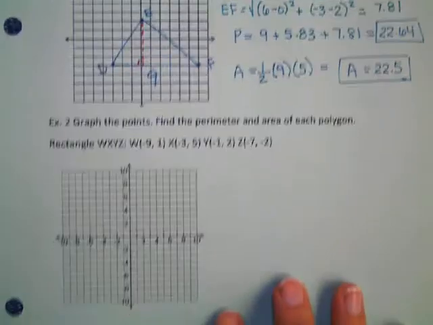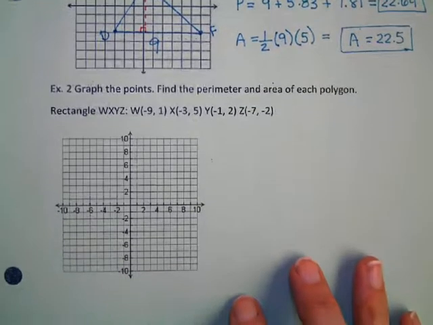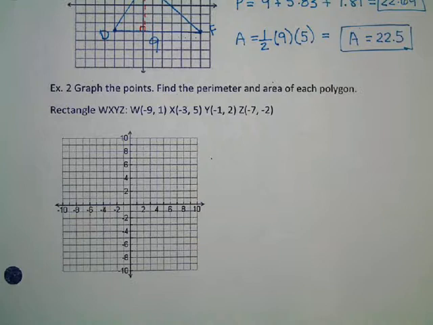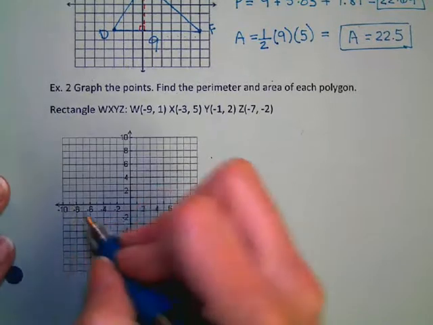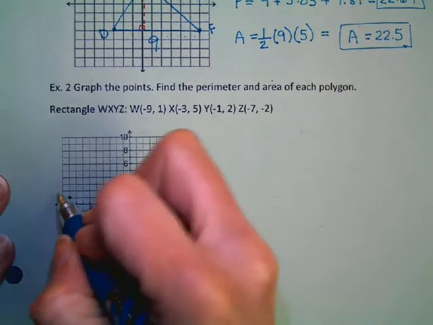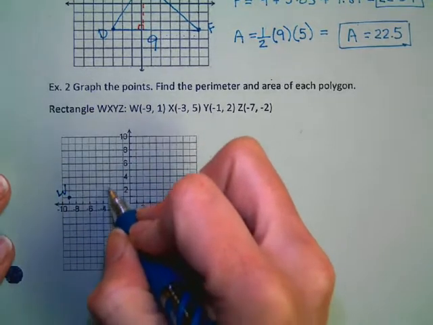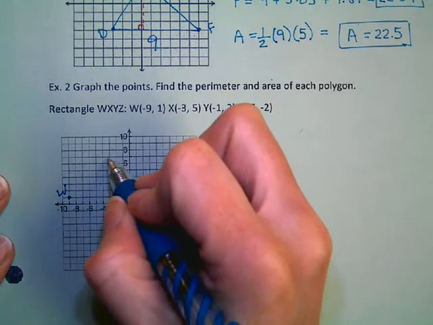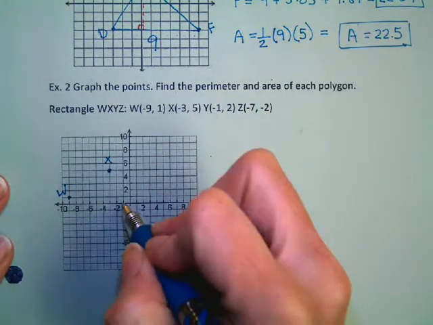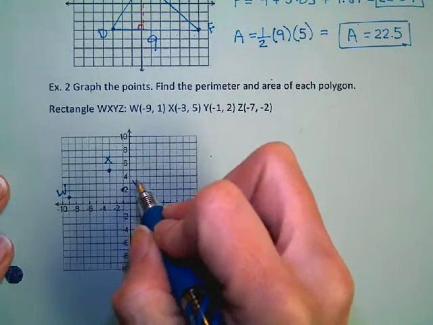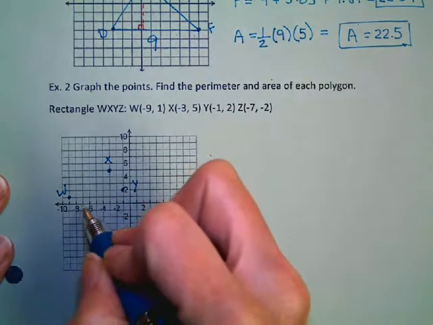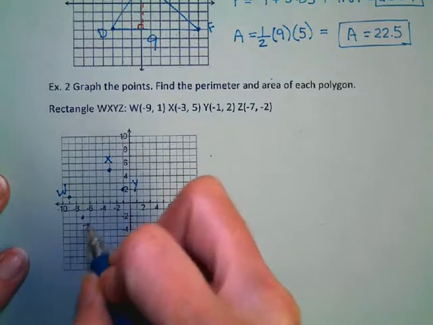The next one is just 4 points. We have a rectangle instead. Some properties of a rectangle: we know opposite sides are congruent, and we know that all the corners are 90 degrees, so we have perpendicular lines. Let's go ahead and graph. Negative 9, 1 is W. Negative 3, 5 is X. Negative 1, 2 is Y. And negative 7, negative 2 is Z.